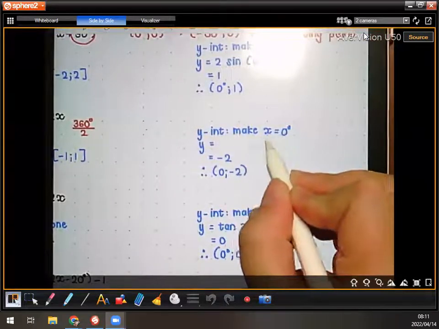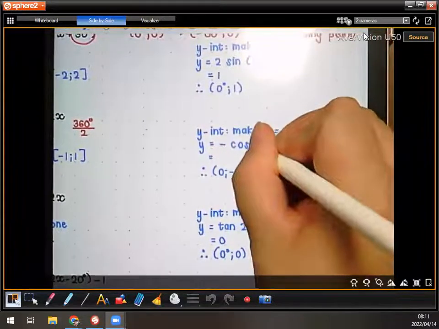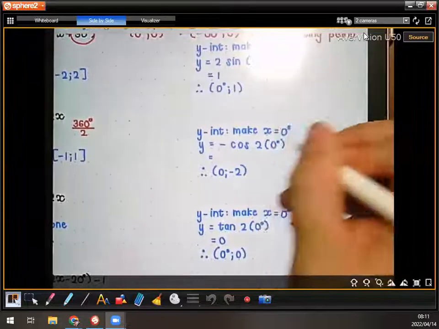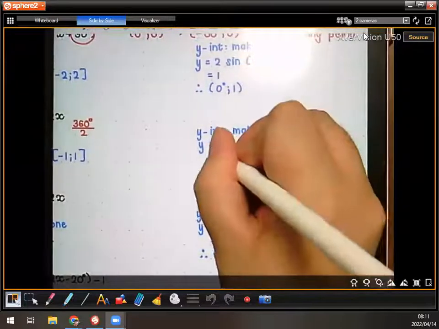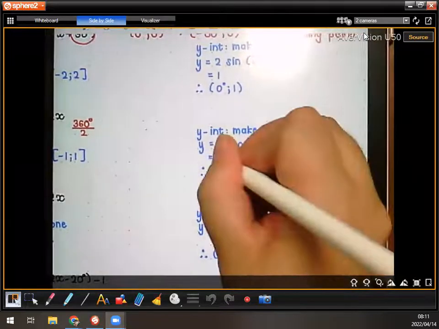So it was negative cos 2x, right? So y equals negative cos 2 times 0. So that is just 1, hey? Negative 1. Negative 1, no.